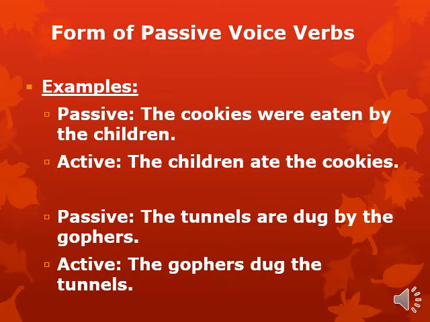Examples. The cookies were eaten by the children. This is the passive voice. In the active voice, the children ate the cookies. Why did we use were? First of all, because children is a plural noun, so the first thing I have to use is were, and I write eaten. The origin form of eaten is eat, so I write the verb in its root form.